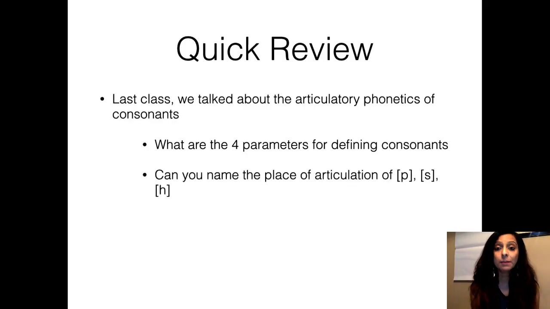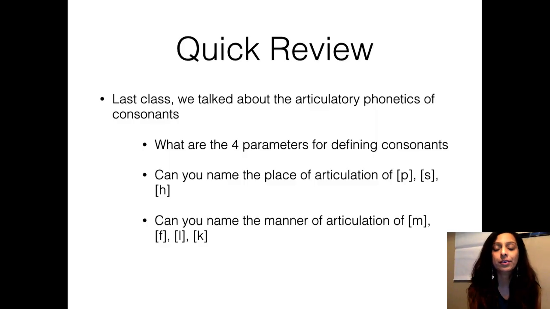Can you name the place of articulation of p, s, and h? So p, the place of articulation is bilabial because you're using your lips to produce the sound. S is an alveolar because the alveolar ridge is the place that the tongue is touching when you're producing the sound, and h is a glottal.